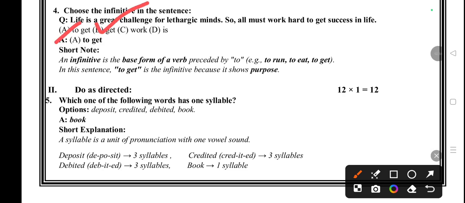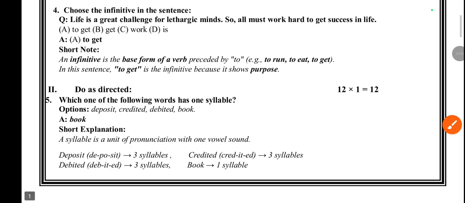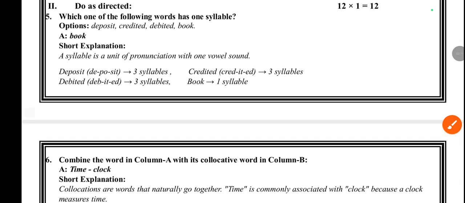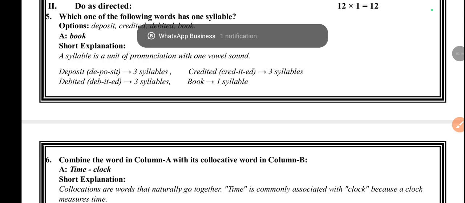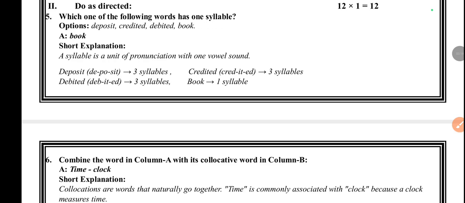Option A, to get. An infinitive is the base form of the verb preceded by to. Examples: to run, to eat, to get. In this sentence, to get is an infinitive because it shows a purpose. Question number 2: do as directed, each carrying 1 mark. Total 12 questions are there for 12 marks. Fifth one: which one of the following words has one syllable?